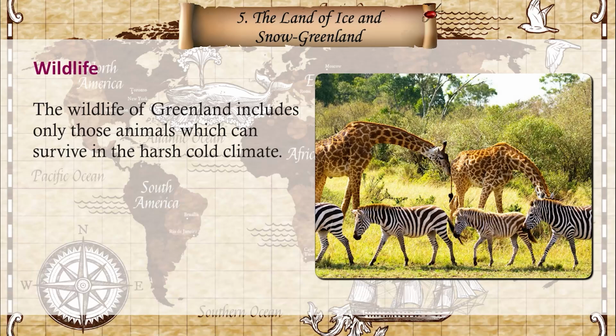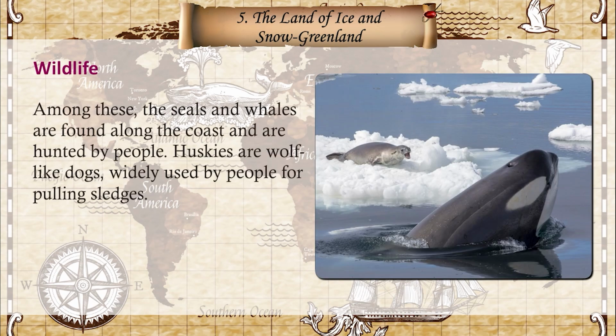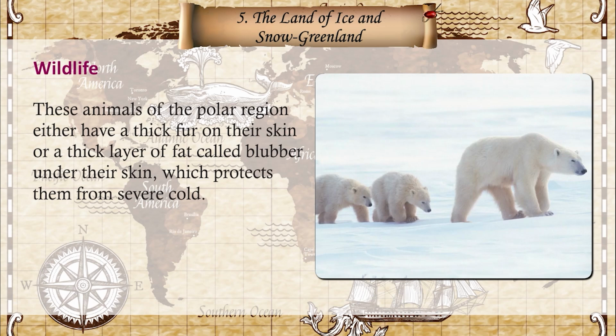Wildlife. The wildlife of Greenland includes only those animals which can survive in the harsh cold climate. Polar bears, reindeer, huskies, Arctic fox, musk ox, polar hare, seals and whales are the common examples. Among these, the seals and whales are found along the coast and are hunted by people. Huskies are wolf-like dogs, widely used by people for pulling sledges. These animals of the polar region either have a thick fur on their skin or a thick layer of fat called blubber under their skin, which protects them from severe cold.